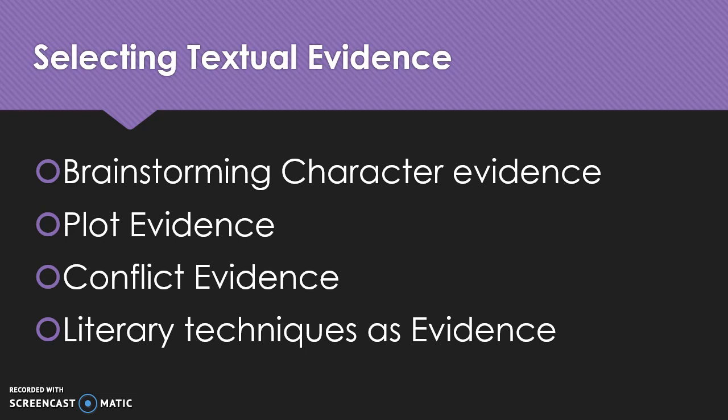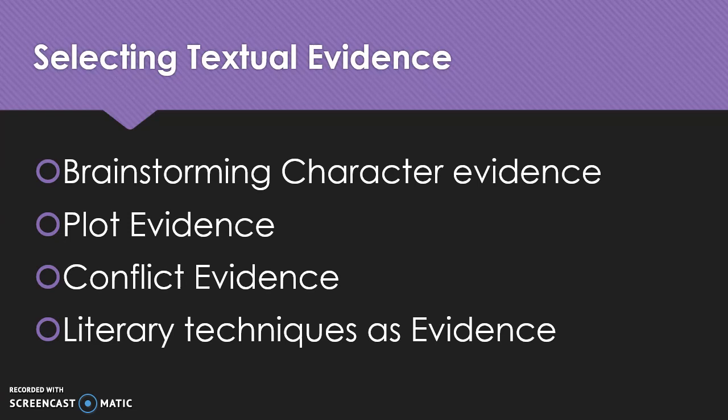All right, so there are 4 ways that we can select textual evidence. We can brainstorm about character evidence. We got character evidence. We got plot evidence. And we're talking about plot. Plot has to do with setting. It has to do with the rising actions. It has to do with the climax. It has to do with events, okay? So plots, events that are happening in the story.